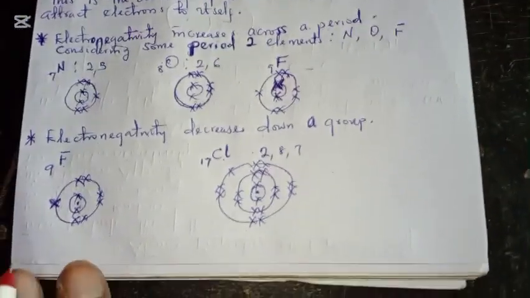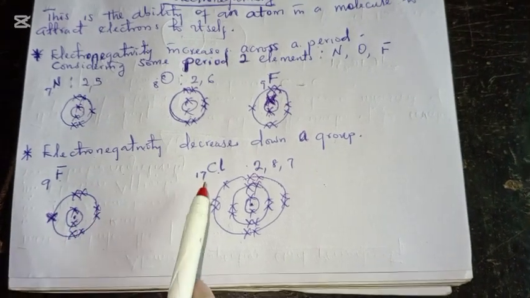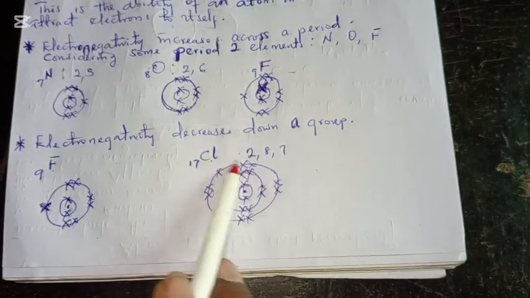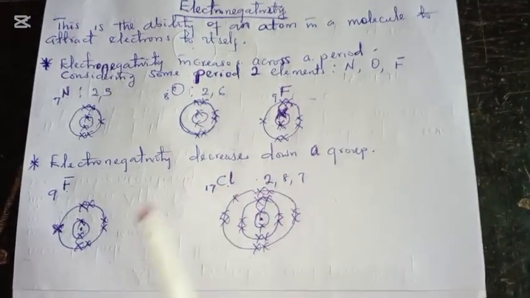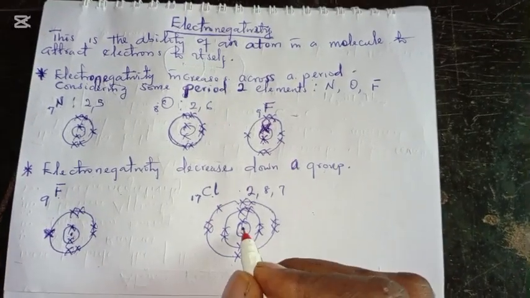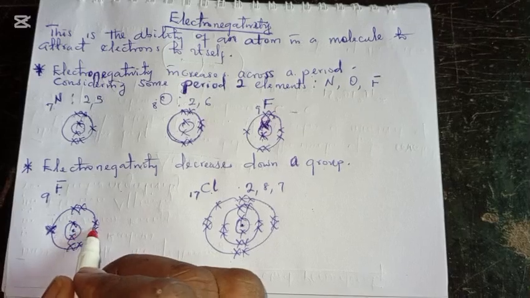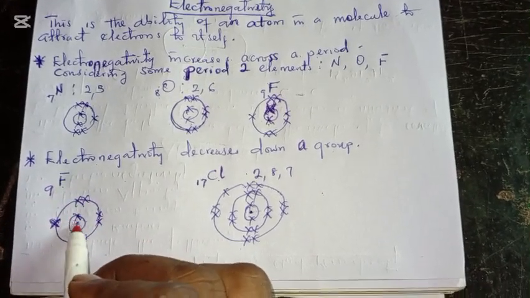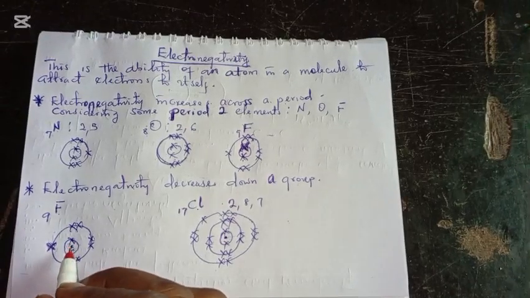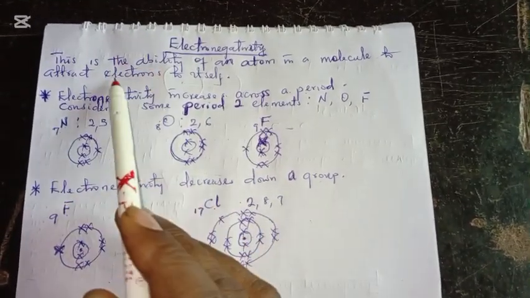What I'm trying to say is this. Looking at the shell diagram for fluorine, we have 2 shells. Looking at the shell diagram for chlorine, we have 3 shells. The electrons in the shell tend to move further away from the nucleus because the atomic radius of chlorine is larger than the atomic radius of fluorine. On that note, the protons of fluorine tend to pull more electrons to themselves, and therefore will be readily available to attract electrons to themselves.